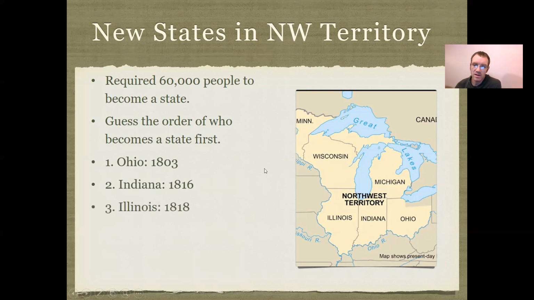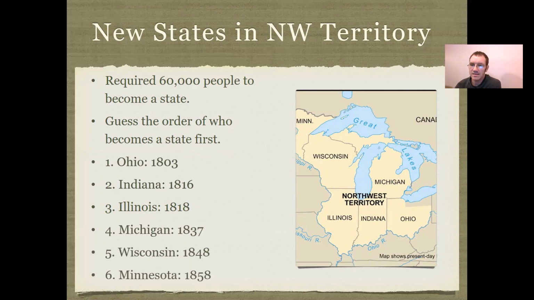Third, we have Illinois. Illinois beats Michigan, which is interesting, but it actually makes sense. Illinois is not only on the Ohio River, it also has the Missouri River flow into the Mississippi right there. So a lot of transportation happening in those areas. Fourth, we have Michigan, then Wisconsin, and last, Minnesota.